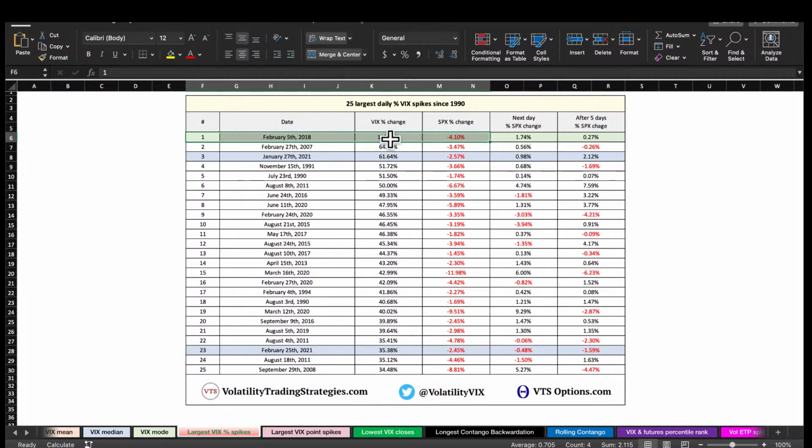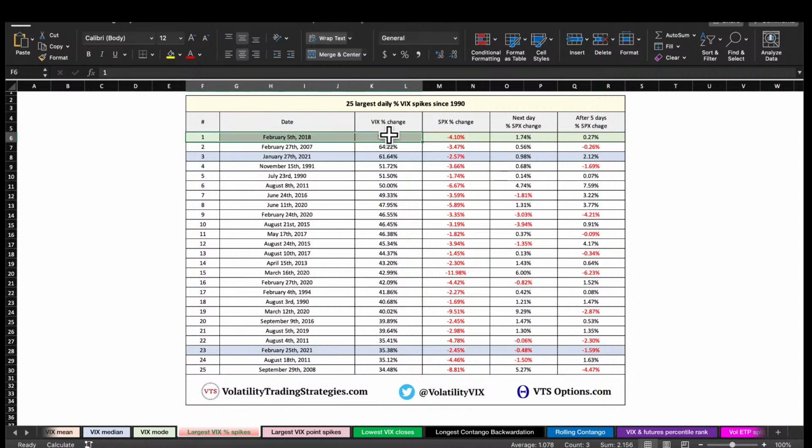So I'm certainly not saying that 115% in a day is the most it could ever go. Got to remember, the old VXO went from the low 30s to 150 in one single day, and an intraday high of 172. So it can go way, way more than 115%.